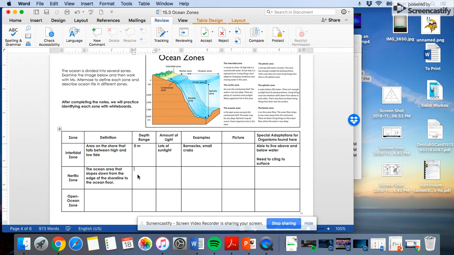So again, we were saying the neritic zone is where Nemo was with Mr. Ray, his teacher, floating around all kinds of beautiful life forms, very colorful. This one goes from 0 meters, so right at the shoreline, like we said, to the drop-off point, 200 meters below the surface of the water.